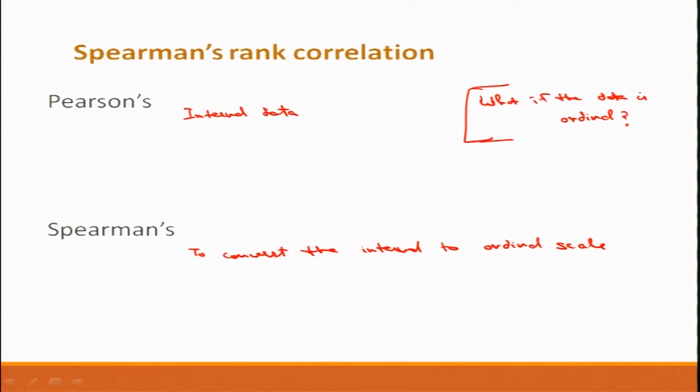When we are talking about ordinal scale, we are talking about the ranks. Ranks are obviously in ordinal scale. We have rank 1, rank 2, rank 3. There is an order associated with this.